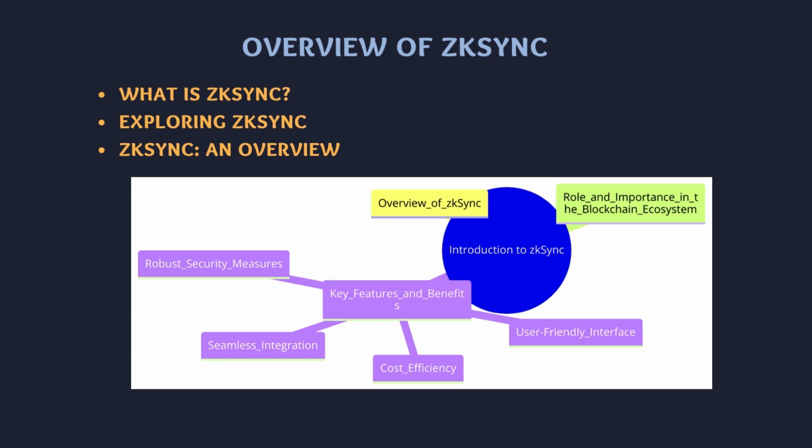3. Robust security measures. Security is a paramount concern in blockchain technology. zkSync employs zero-knowledge proofs and other advanced cryptographic techniques to ensure that transactions are secure and verifiable, maintaining the integrity of the blockchain. 4. Cost efficiency. One of the major benefits of zkSync is its ability to significantly reduce gas fees. By processing transactions off-chain and only posting the final proof on-chain, zkSync minimizes the cost associated with transactions, making it more affordable for users.